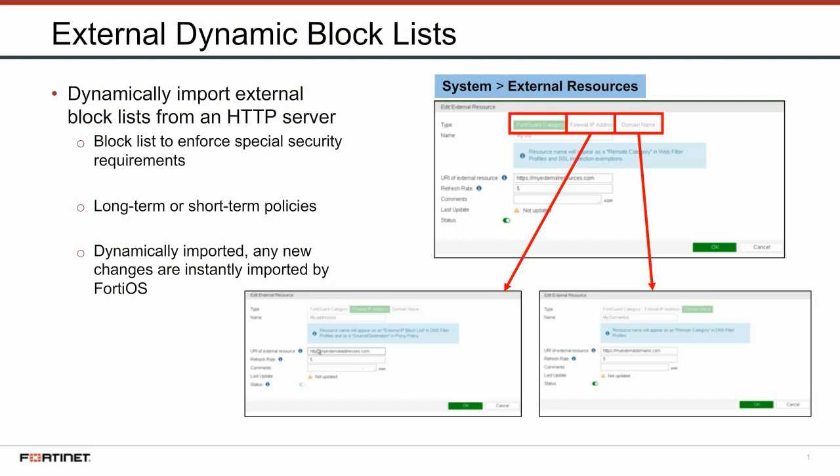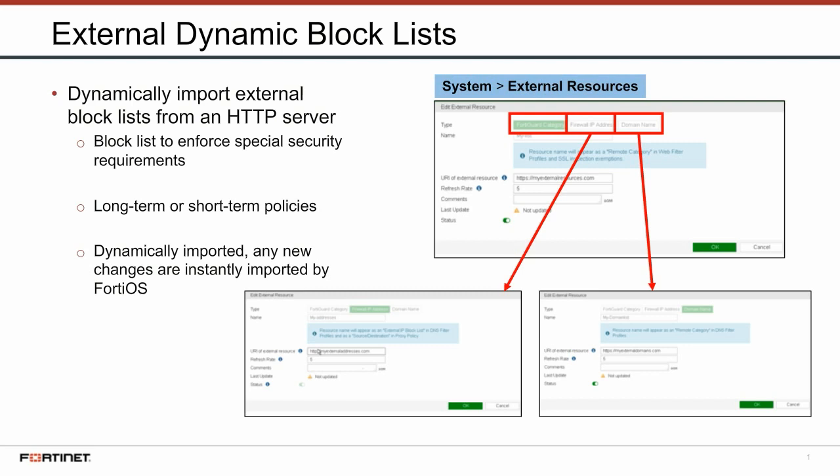This can include long-term policies to always block access to specific websites or short-term requirements to block access to known compromised locations. These blacklists are text files that are in plain text format, where each line contains a single URL to be blocked. Because the lists are dynamically imported, any changes made to the list are instantly imported by FortiOS.